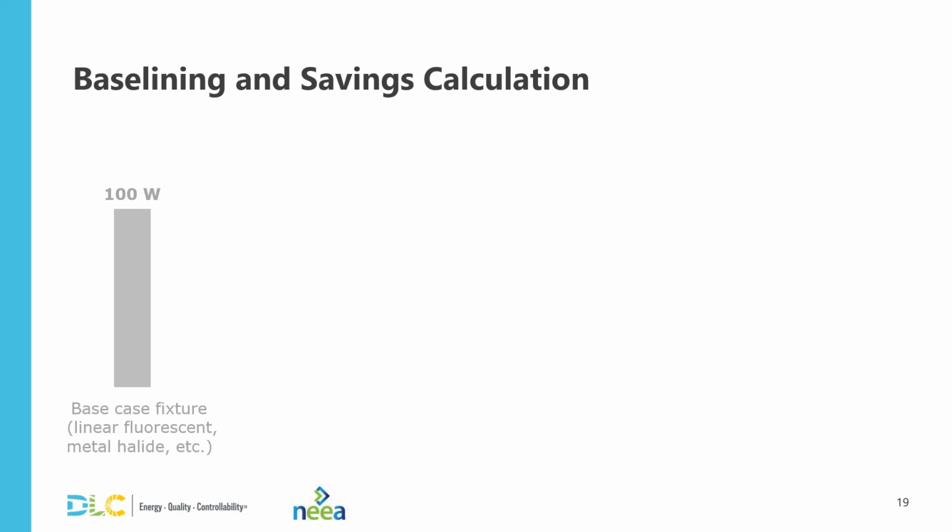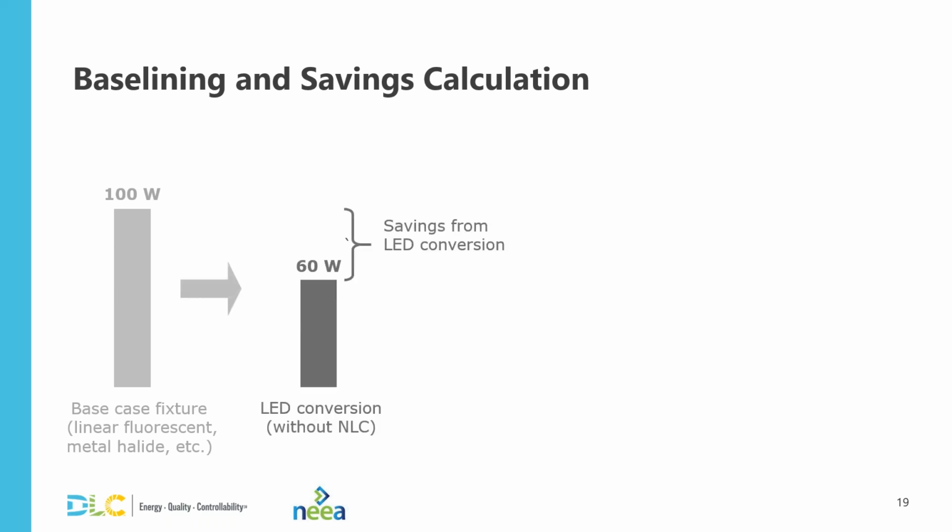In a typical savings calculation, it will start with the incumbent lighting system with traditional light sources, such as linear fluorescent, HID, etc. When the traditional light sources are converted to LEDs, assuming no other controls are implemented, the difference would be the savings from LED conversion. Let's say we go from 100-watt luminaires to 60-watt LED luminaires. Then the savings would be 40 watts per luminaire, or 40%.